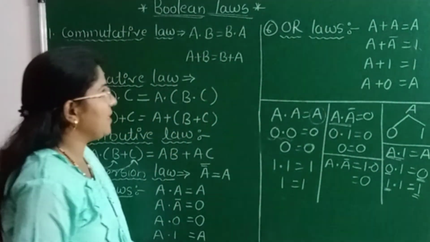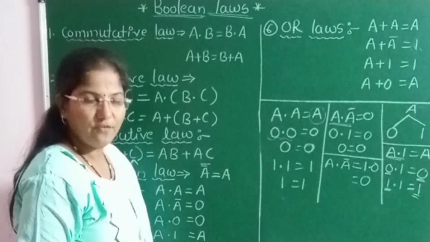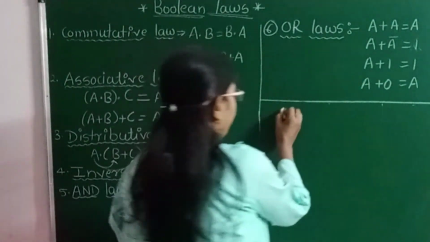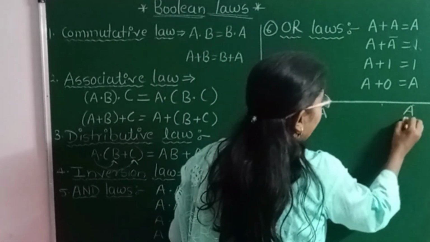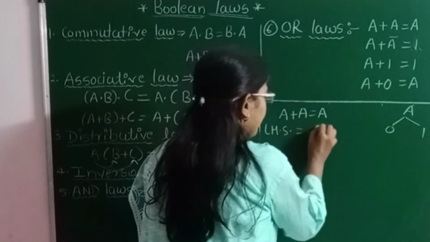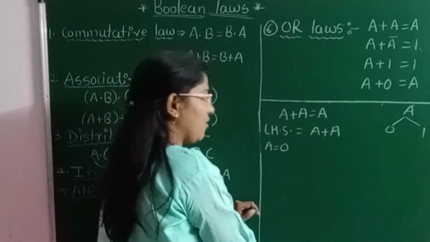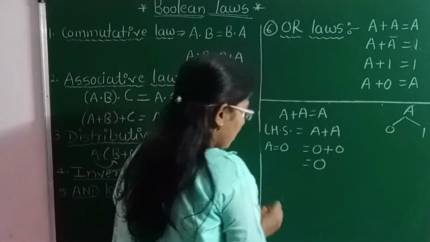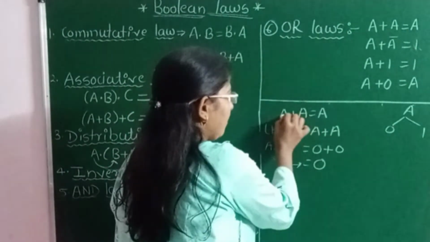Now next we will see what the OR laws are and how to prove them by using the variable values. Now consider the first OR law, that is A plus A is equal to A, and the values of A can be either 0 or 1. So here I will consider the LHS, that is A plus A, and first consider A equal to 0. So I will write 0 plus 0 equal to 0. Now you can see here we are getting the value of A as a result. So A plus A is equal to A.